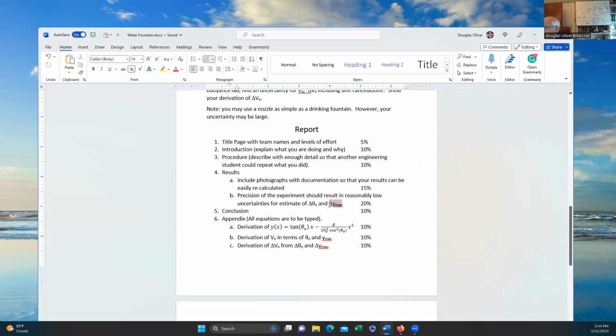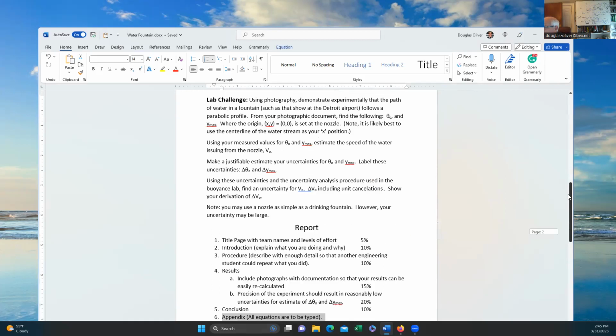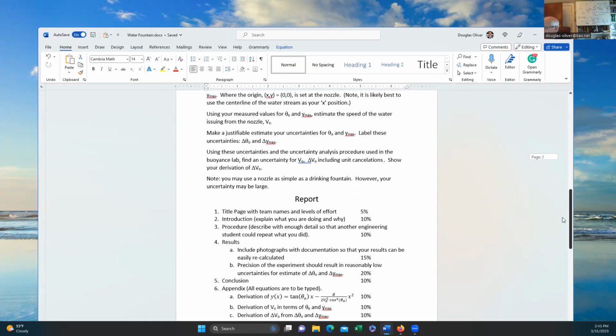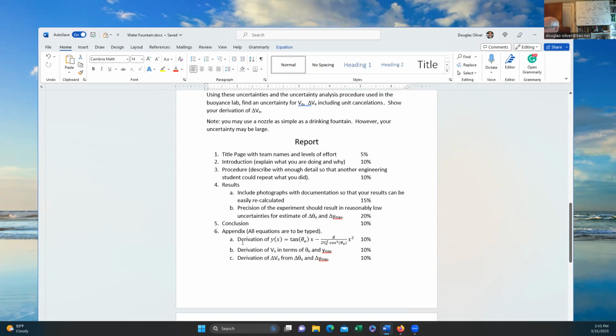It's going to be real hard to get a precise value. That's going to be hard to do if you just get some little teeny trajectory like a drinking fountain or something, because it's going to be real hard to measure these accurately relative to the size of your trajectory. But do the best you can on that. And then I want you to derive all of these equations. I gave you the first equation up here. I want you to derive that just from physics, or dynamics will help you do that. So I want a derivation of that.